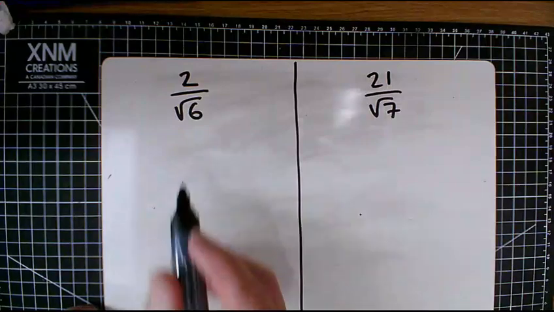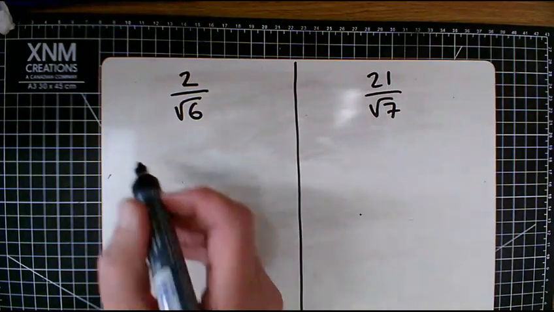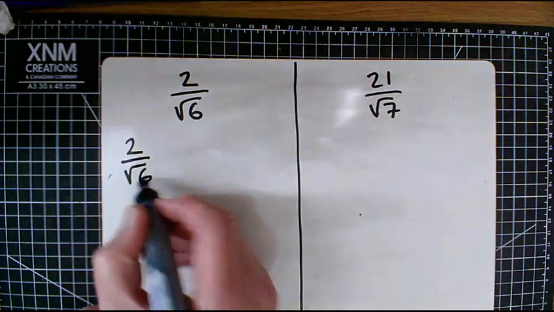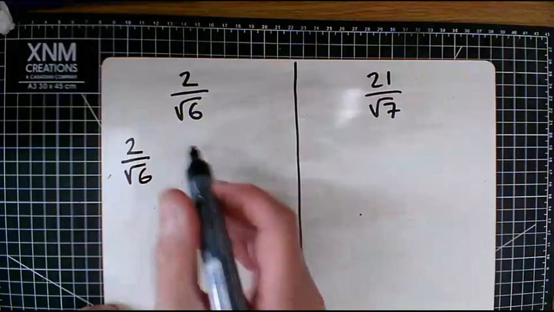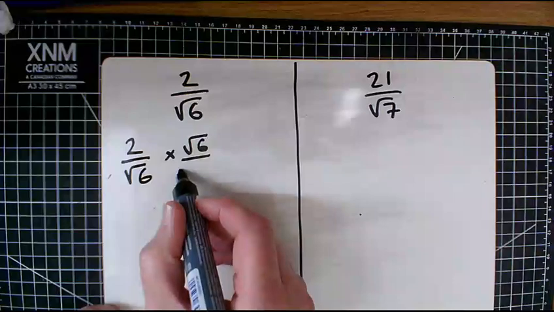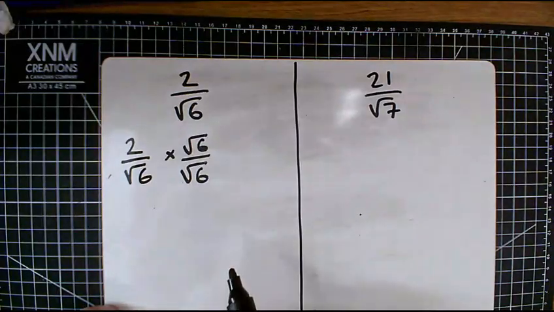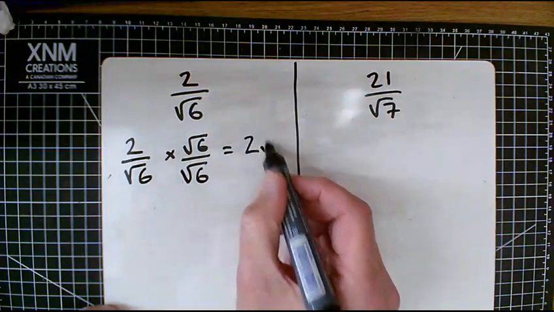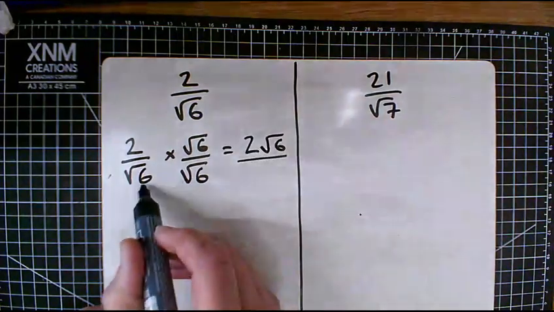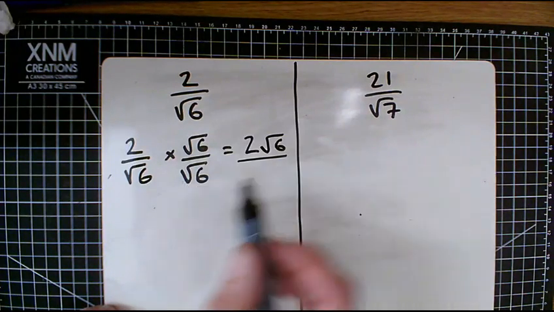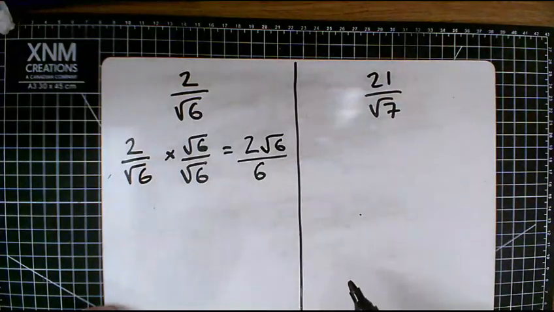Right, let's do an I go, you go one. So 2 over the square root of 6, I want to rationalise the denominator, so I'm going to multiply it by the square root of 6 over the square root of 6. That's going to give me 2 root 6, and root 6 times root 6 is root 6 squared, which is 6.